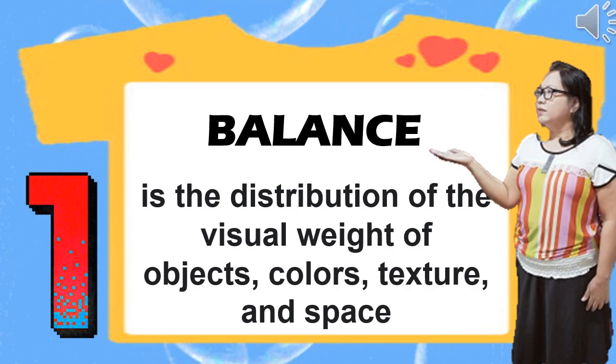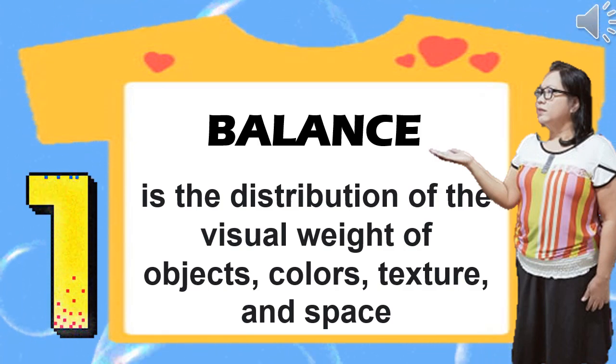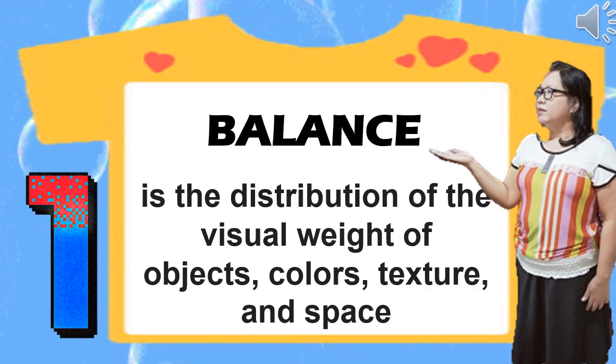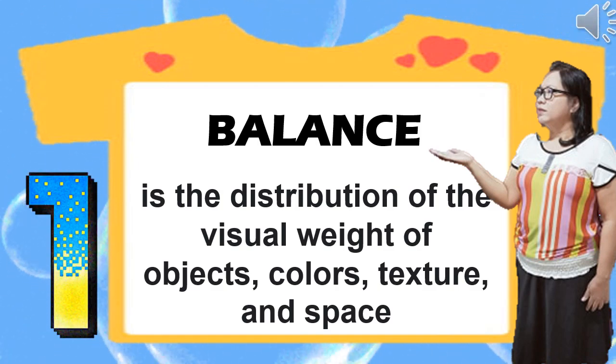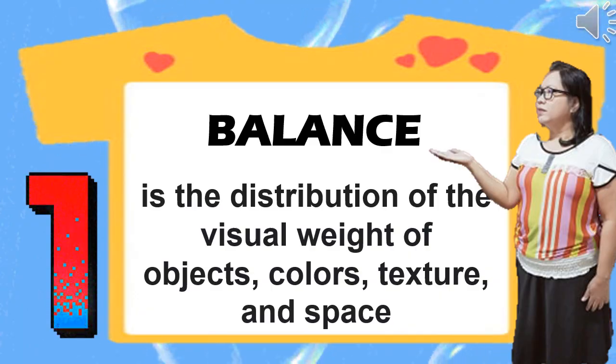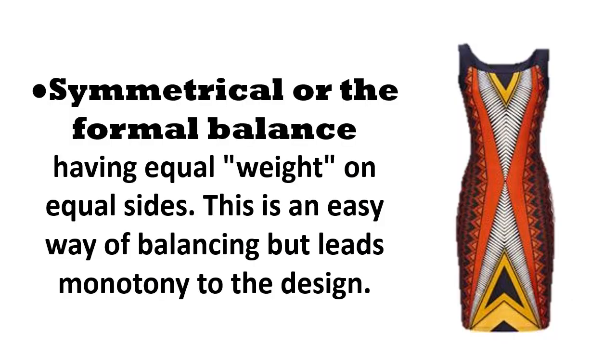Balance is the distribution of the visual weight of objects, colors, texture, and space. There are three types of balance, and these are symmetrical or the formal balance, having equal weight on equal sides. This is an easy way of balancing but leads monotony to the design.